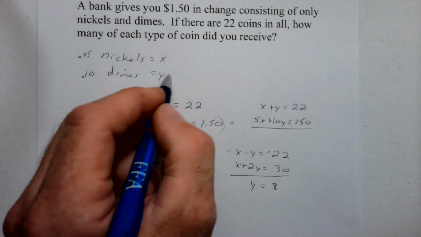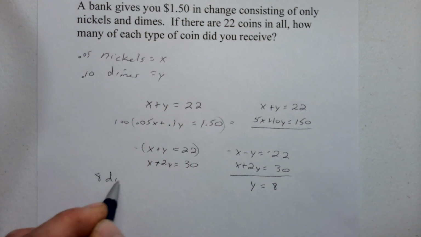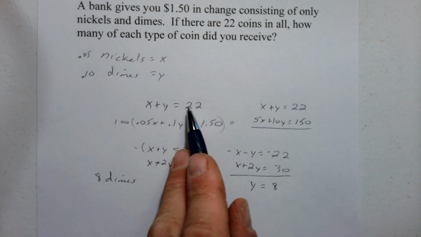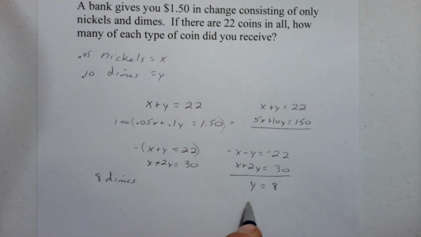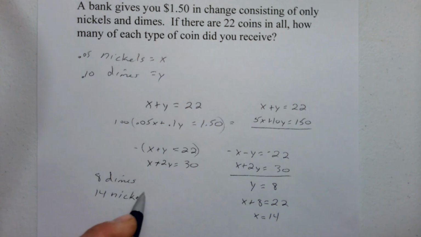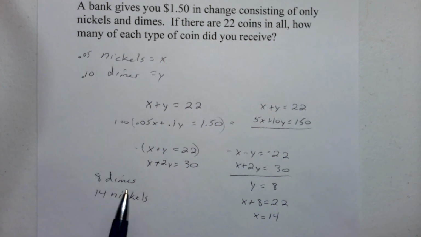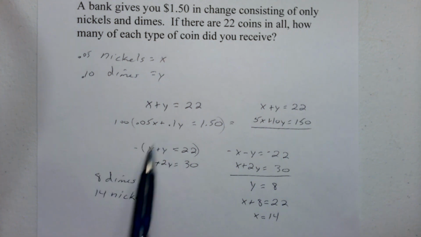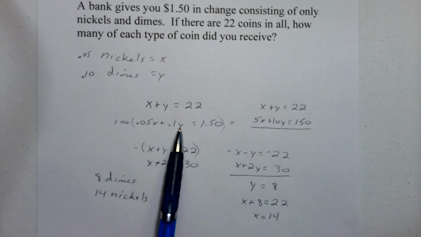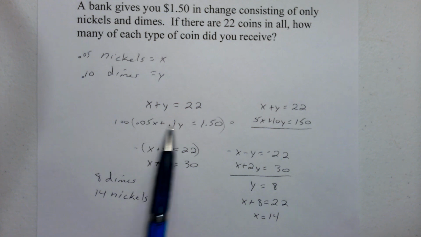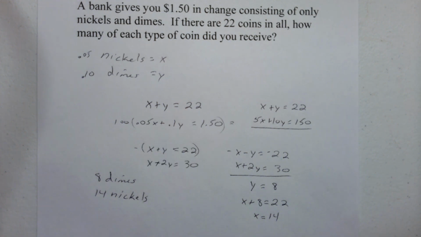So I know that there are going to be 8 dimes. And then how many nickels do I have? Well, I know that x plus y has to equal 22. So I know that x plus 8 has to equal 22. So x is going to equal 14. So I know that there are 14 nickels. And you could go ahead and check that value. If we have 14 nickels and 8 dimes, 14 nickels is worth 70 cents. 8 dimes is worth 80 cents. So 70 plus 80 cents gives us $1.50.